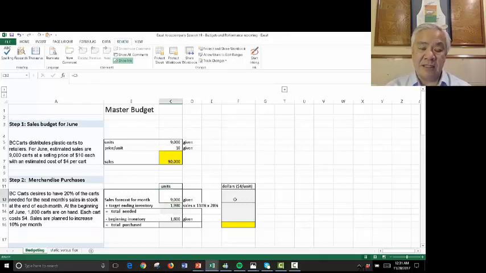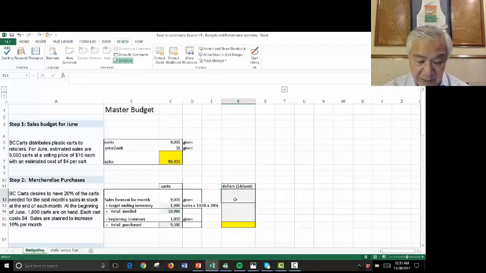If we're going to sell 9,000 and we want to end up with 1,980, then the sum equals the total we need to have during the month. We started the month with 1,800 units. That was also given. So the purchases are the difference between 10,980 and 1,800. So we'll need to buy 9,180 to accomplish our sales and our targeted ending inventory.